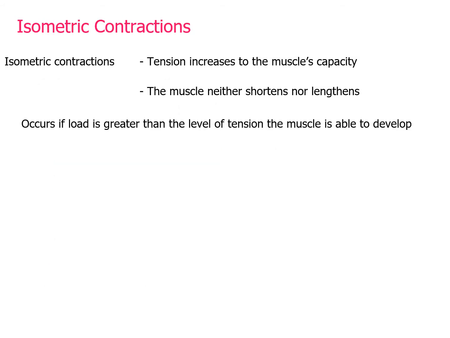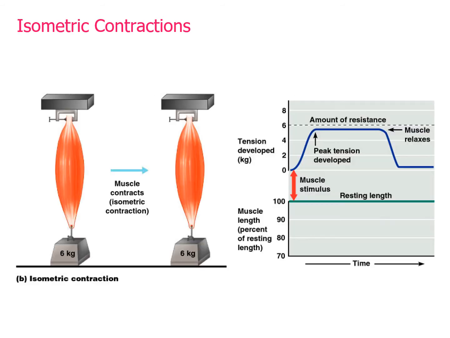Okay, when we look at isometric contractions, the tension increases up to the muscle's capacity. The muscle is tensing, but it doesn't shorten or lengthen. It just stays at the fixed length, but the tension is increased in the muscle. And that's what's shown here. So there is a change in tension developing, and then you can relax after, but there's no change in the resting length.